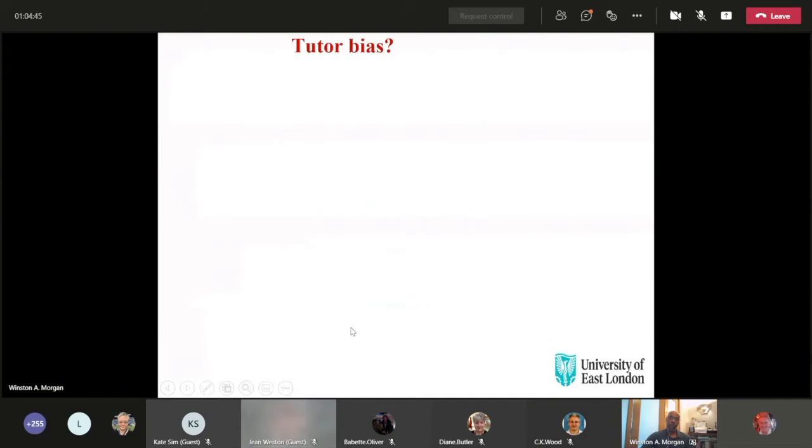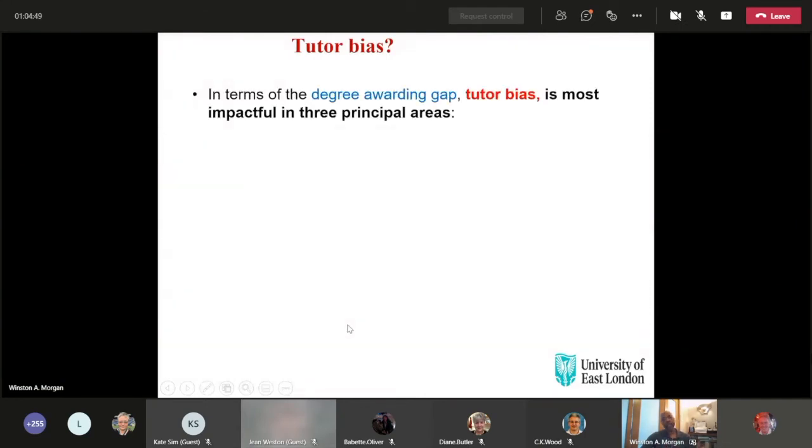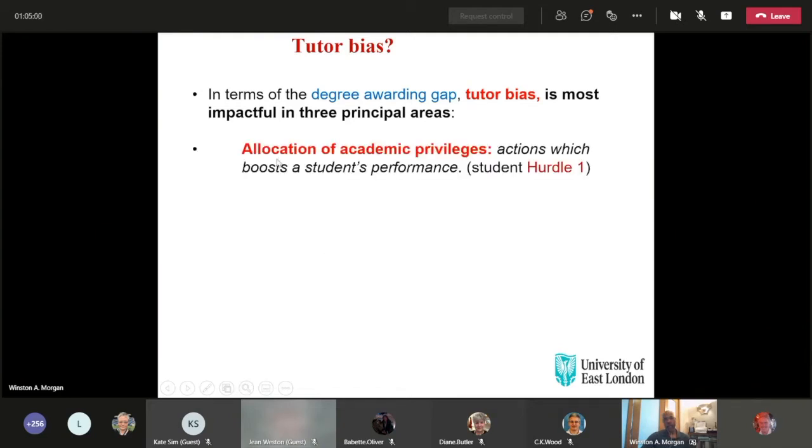Let me explore this a bit more, tutor bias and how this can work, and the things I talked about previously around academic privileges. In terms of the degree awarding gap, tutor bias is most impactful in three principal areas. The first is what I call allocation of academic privileges. These are actions by a tutor which boost the student's performance.